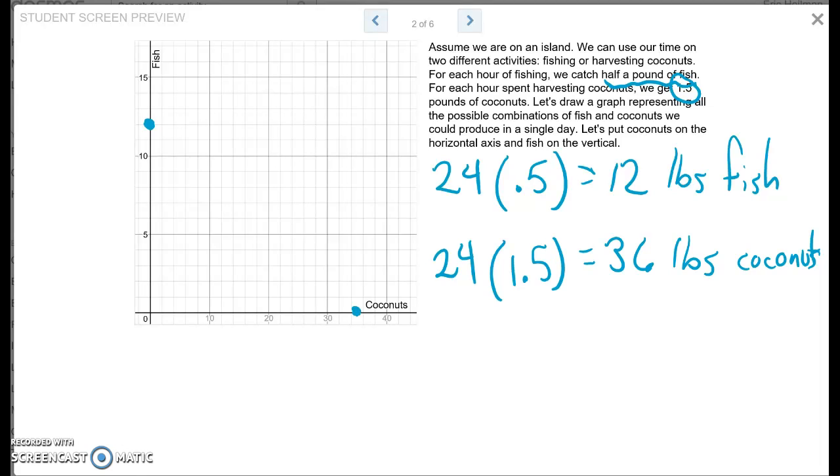And then to see graphically what all the different possible combinations of fish and coconuts are, we just draw a straight line connecting the two intercepts. So in 24 hours, we could produce any combination of fish and coconuts along this line. So what would be good for you all to do right now is to pause and try to confirm that the point where you spend 12 hours harvesting fish and 12 hours harvesting coconuts is also on this line.